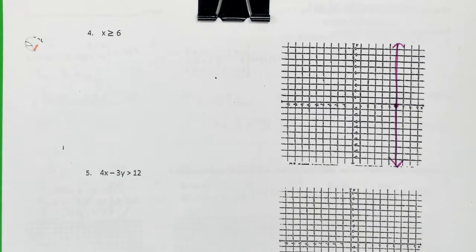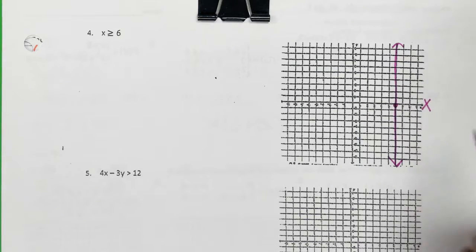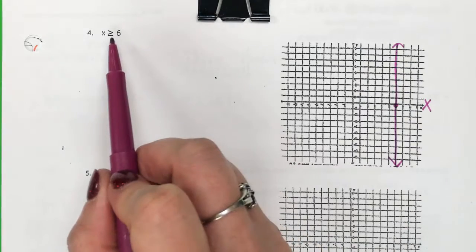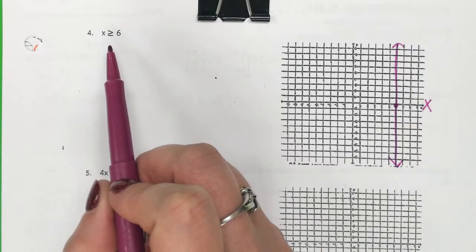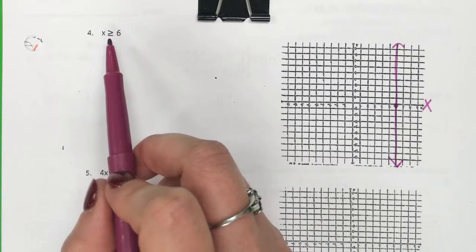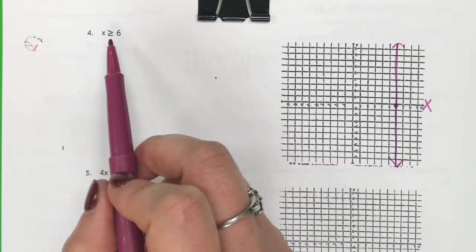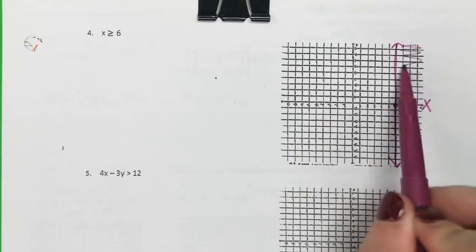Now, this says X. X is which way? It's not up and down. It is left and right. The x-axis is right here. That goes left and right. So because it says X, we're going to think left and right. So greater than, where do the X's get greater than? To the right. There you go, right here.